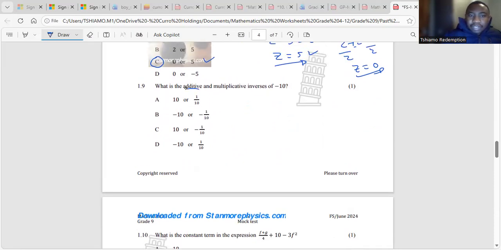What is the additive inverse and the multiplicative inverse of negative 10? The additive inverse is what will make it a 0, and the multiplicative inverse is what will make it a 1. So it's going to be a positive 10, and then a negative 1 over 10. So C will be our answer there.